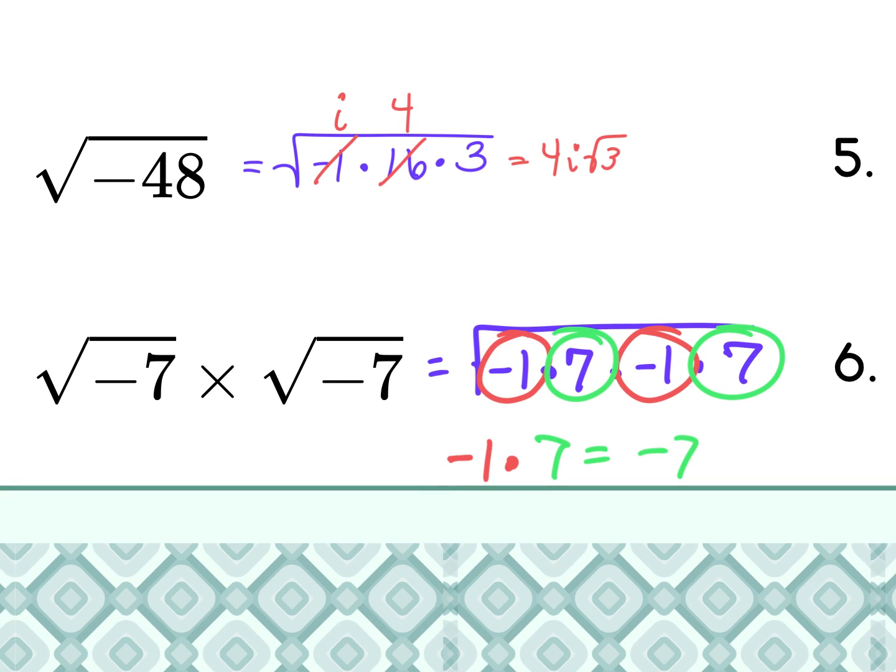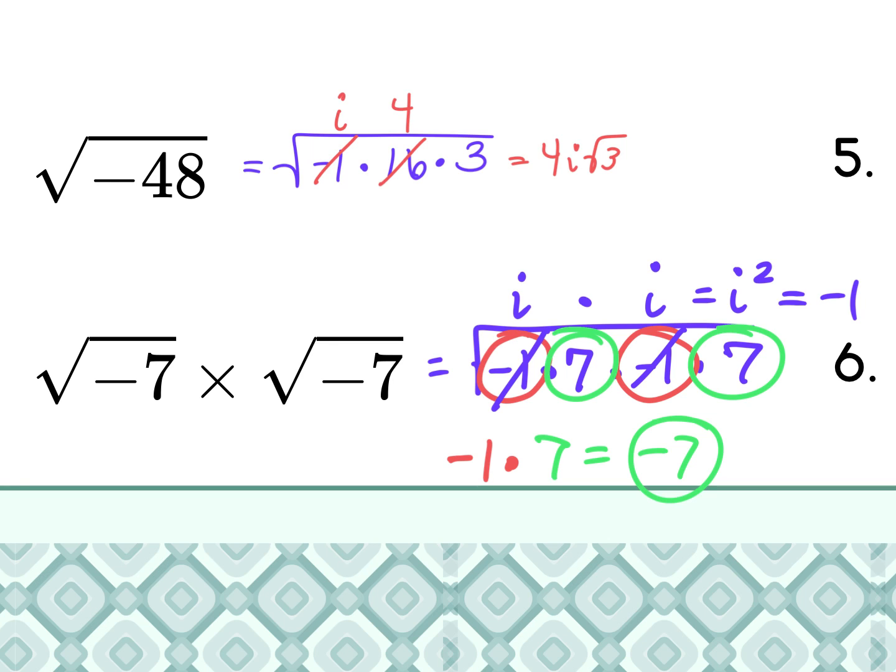Negative 7, all right? Some of you are like, well, where's the i's and all that? Well, think about it. What is the square root of negative 1? It's i. What's the square root of negative 1 here? It's i, right? What's i times i equal? i squared, right? And the first slide, what did we say i squared was? The same as negative 1. We have to remember that i squared equals negative 1.